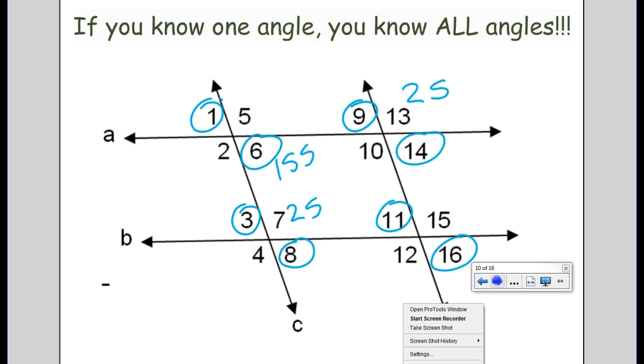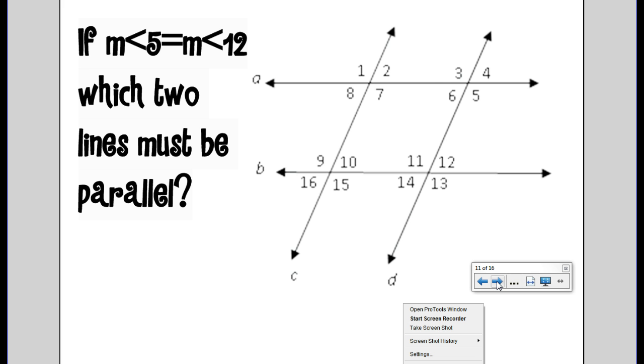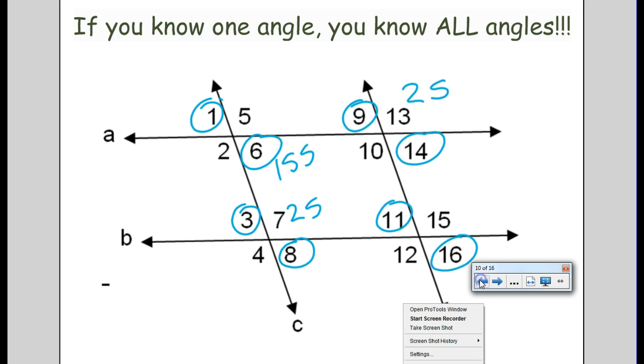155. Everything circled is 155. Everything not circled is 25. Let's talk about the converse real quick, because most of you get this. Oh, and by the way, none of this would have worked if Miss Tanton hadn't put these markings on her picture, right? Throw it out the window if those lines are not parallel. It's gone. It doesn't work anymore.